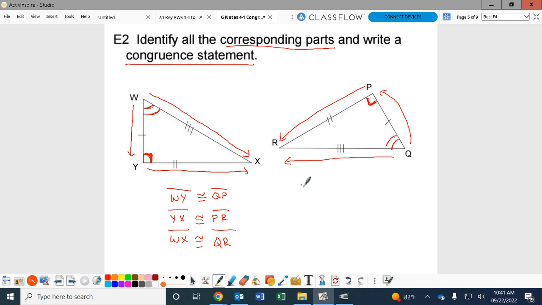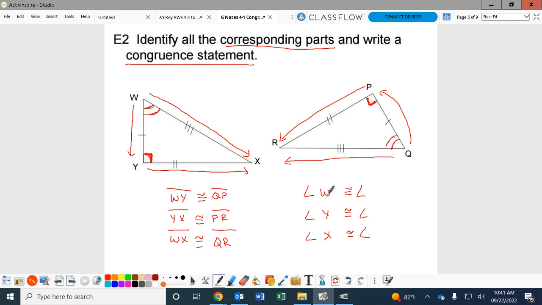Okay, angles, guys, here we go. Angle, angle, angle, angle, angle, angle. Put your little congruency symbol in the middle. Guys, don't think this takes a long time. Write it quick, get it down. I'm just going to go ahead and list my angles: W, Y, and X.